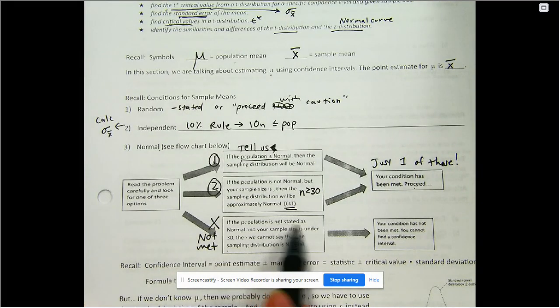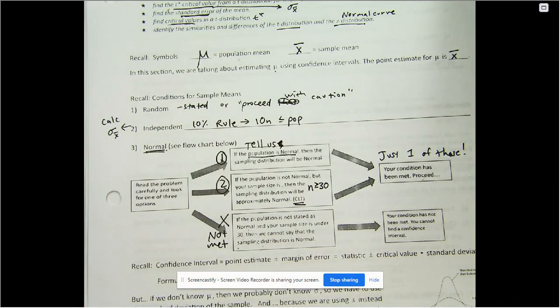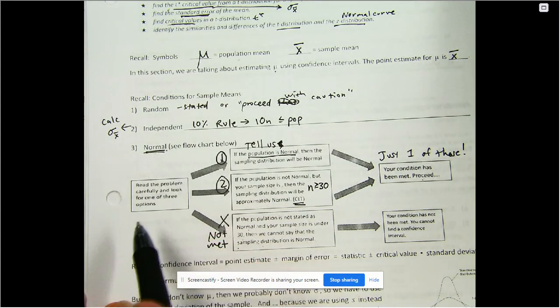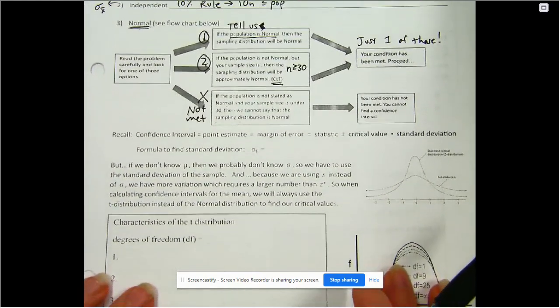If the population is not stated as normal, so we didn't meet number 1, and our sample size is under 30, we also didn't meet number 2, then our normality condition is not met, and we cannot construct a confidence interval. Remember, the reason we're using normality is so that we can use a normal curve. Now, this time we're actually not using a normal curve, we're using a t distribution, but it still requires this condition to be met. So now a little bit about that t distribution.